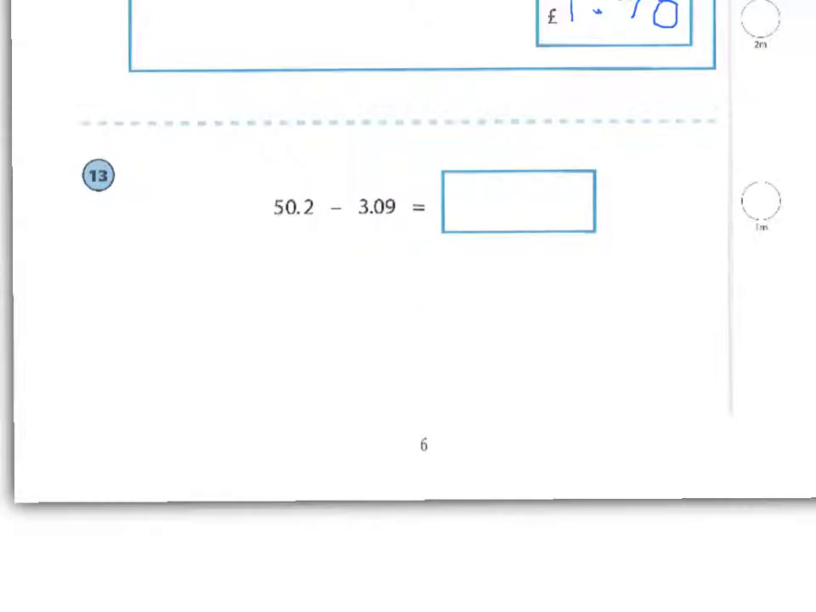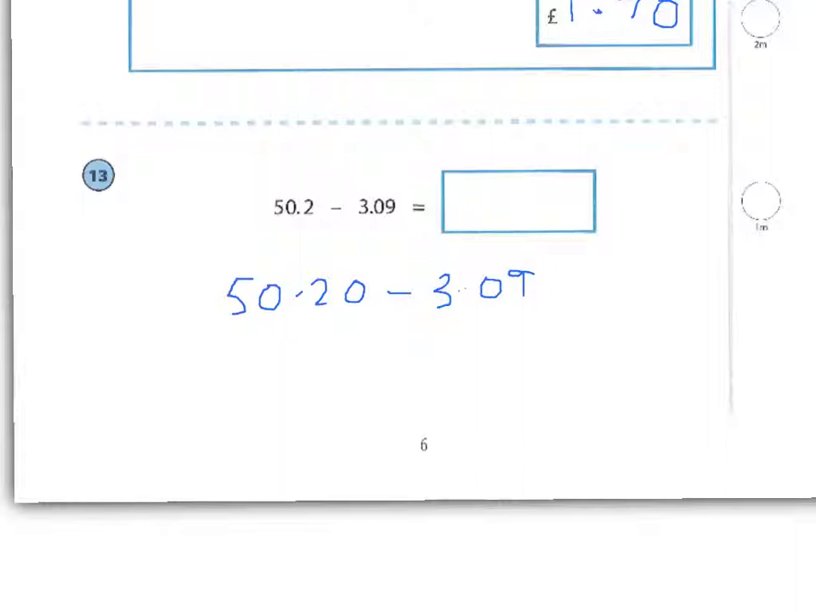Question 13. 50.2 minus 3.09. Now, I was thinking about putting this in columns in order to subtract this, but it could also be done very quickly mentally. If we were to make these decimals both have 2 decimal places, then what we have is the first number 50.20 and the second number 3.09.